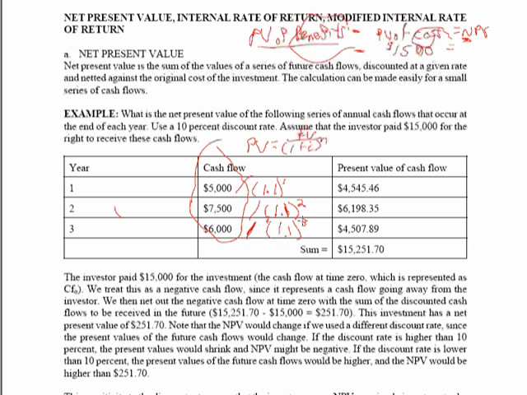And that's $4,507.89. And then sum those up, just add them all together, and that should total $15,251.70. So that's the first way we could do it. We could just use the present value of a lump sum formula and treat each of these cash flows as a discounting problem, discounting each cash flow back individually as one lump sum to present value.